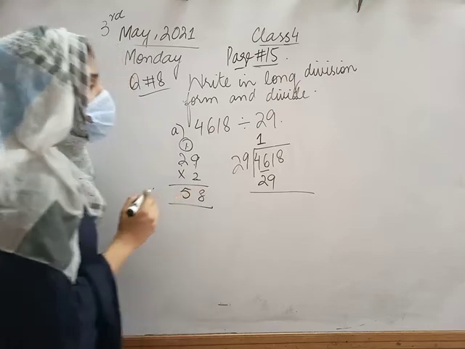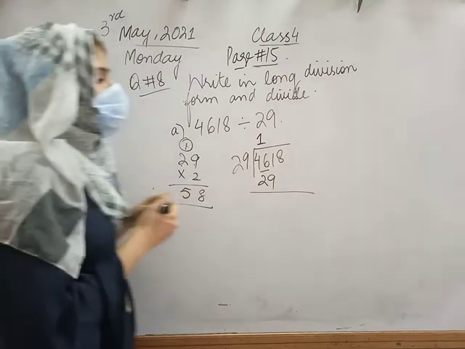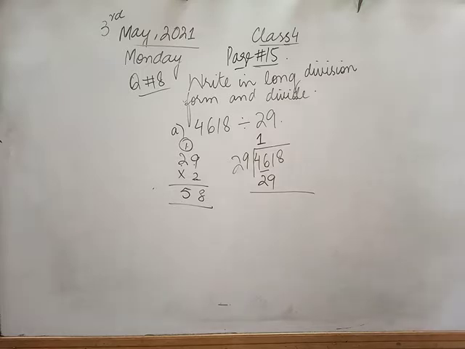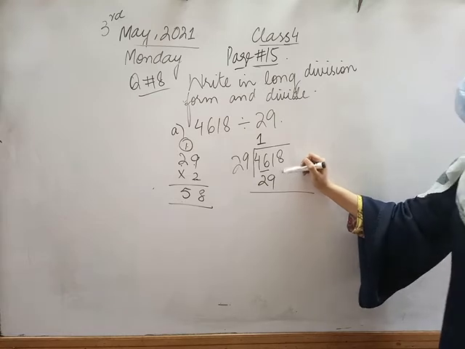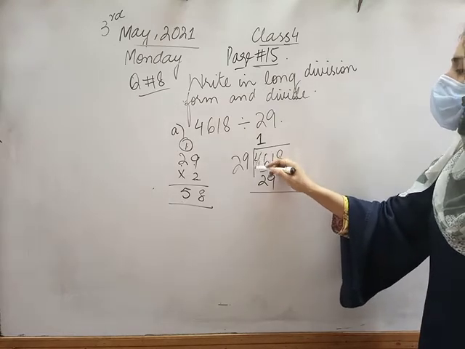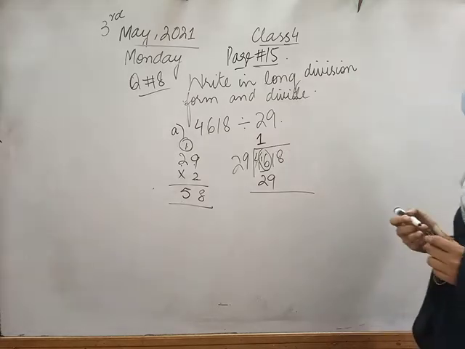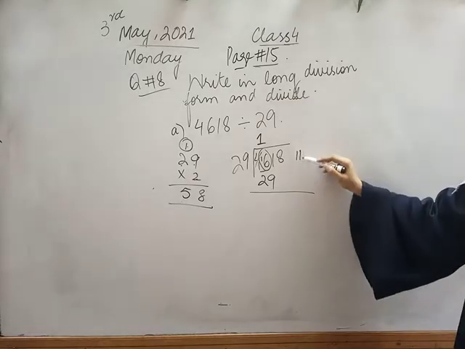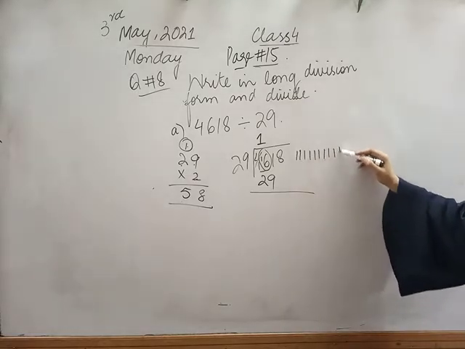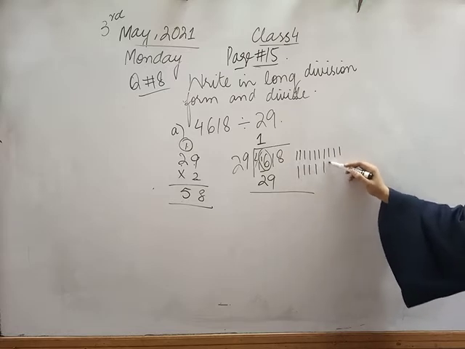Now, what is the next step of division? What do we do? Subtract. We will subtract. So 6 minus 9. Is it possible to subtract 9 from 6? No. So that is why we will take a carry from the next number. This will make a 2-digit number which is 16. Now from 16 we have to subtract 9.